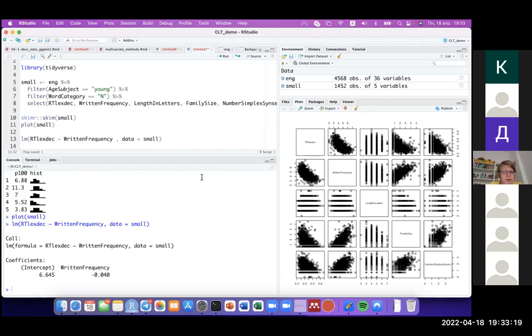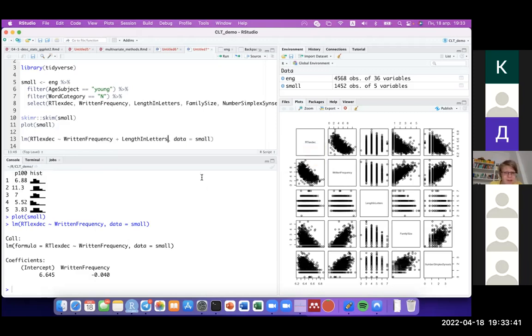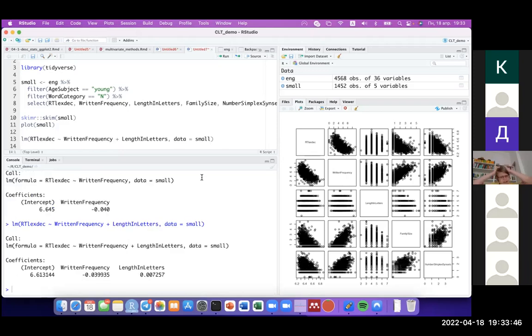Now, with a multiple linear regression, it's not that complicated. You just need to put all your predictors that you want to put in your model divided by this plus sign. Link in letters. For the first thing, we can try it with two predictors.